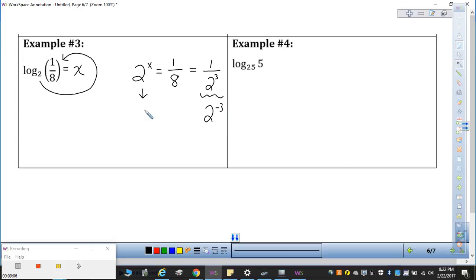So if we bring down the 2 to the x, we see that we have 2 to the x equals 2 to the negative 3. We'll set the exponents equal to each other. No work is needed to solve for x. We can just say that x is negative 3.